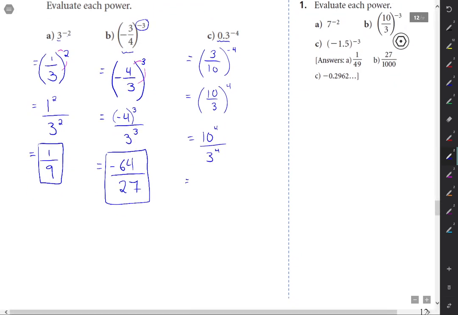And I know 10 to the power of 4, well, that's going to have 4 zeros, so it'll be 1, 0, 0, 0, 0, so 10,000. And 3 to the power of 4 is equal to 81. So our final answer for this one would be 10,000 over 81.